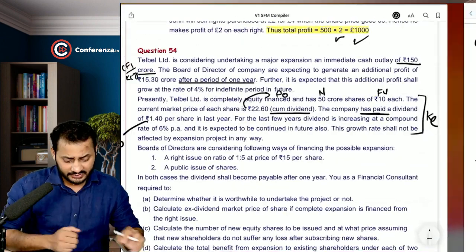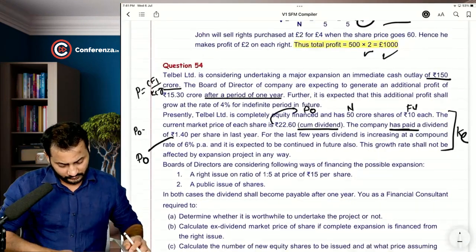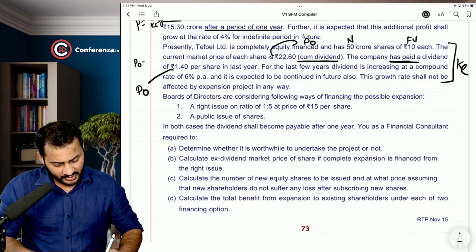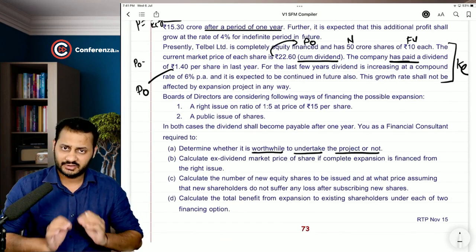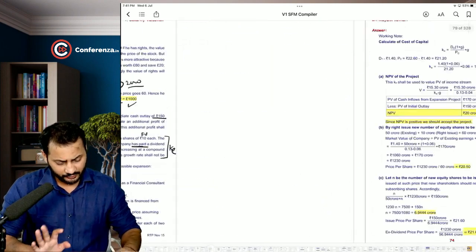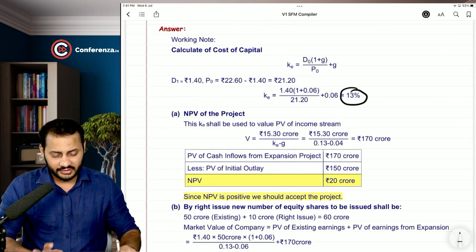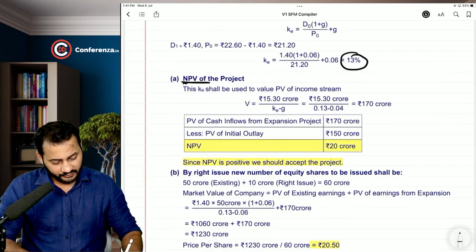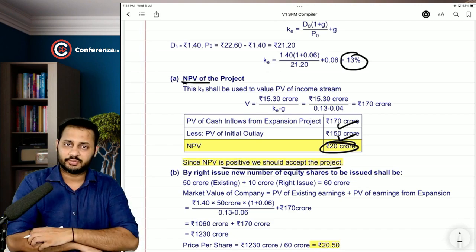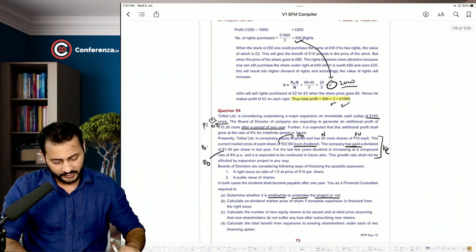Okay, satisfied with this? Now, this is the answer to your first part. Whether it is worthwhile to undertake the project or not. Yes, it is worthwhile to undertake the project. Come to the answer directly. I will just show you. This is the cost of equity 13%. NPV of the project 170 minus 150, 20 crore. It is worthwhile to accept the project. So the first part is over. Okay, let's move ahead.